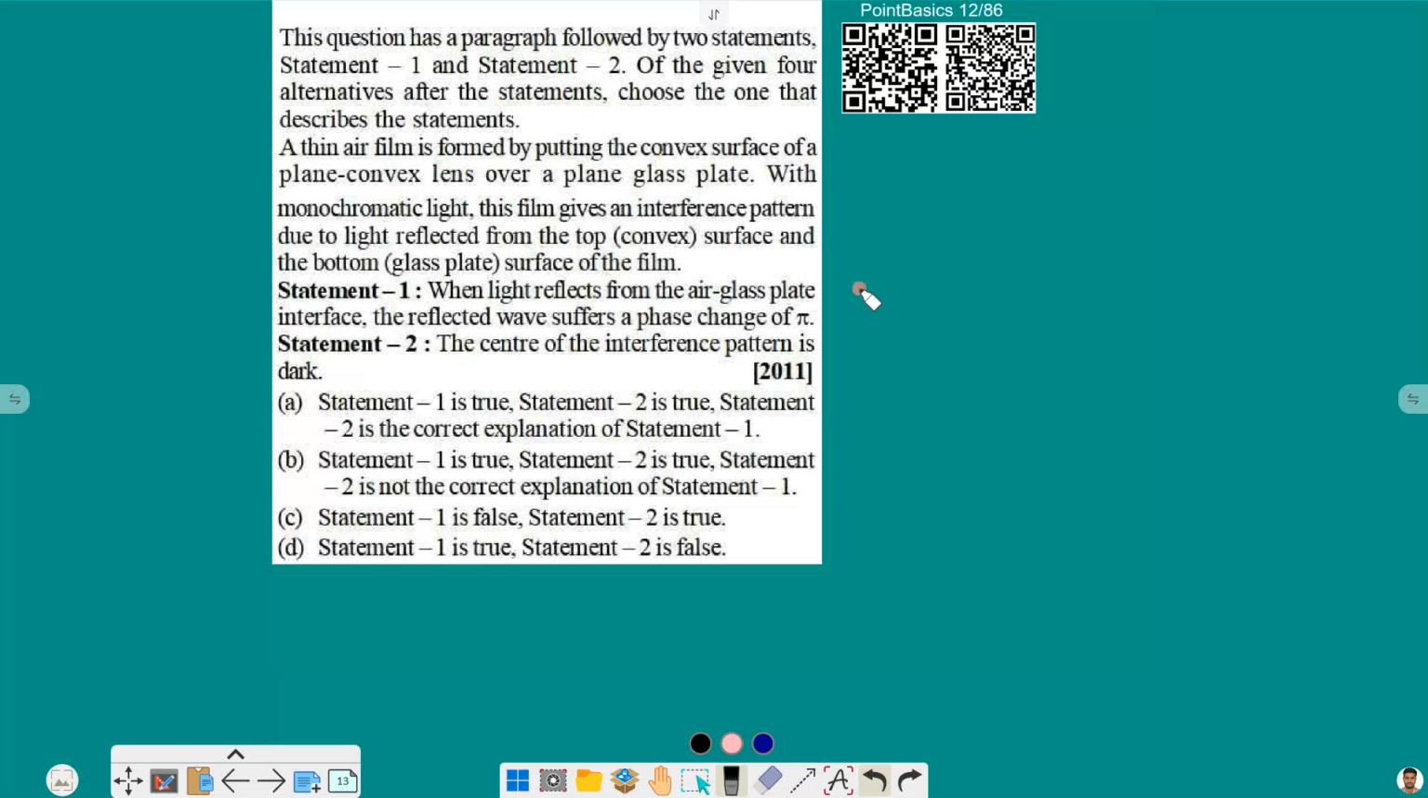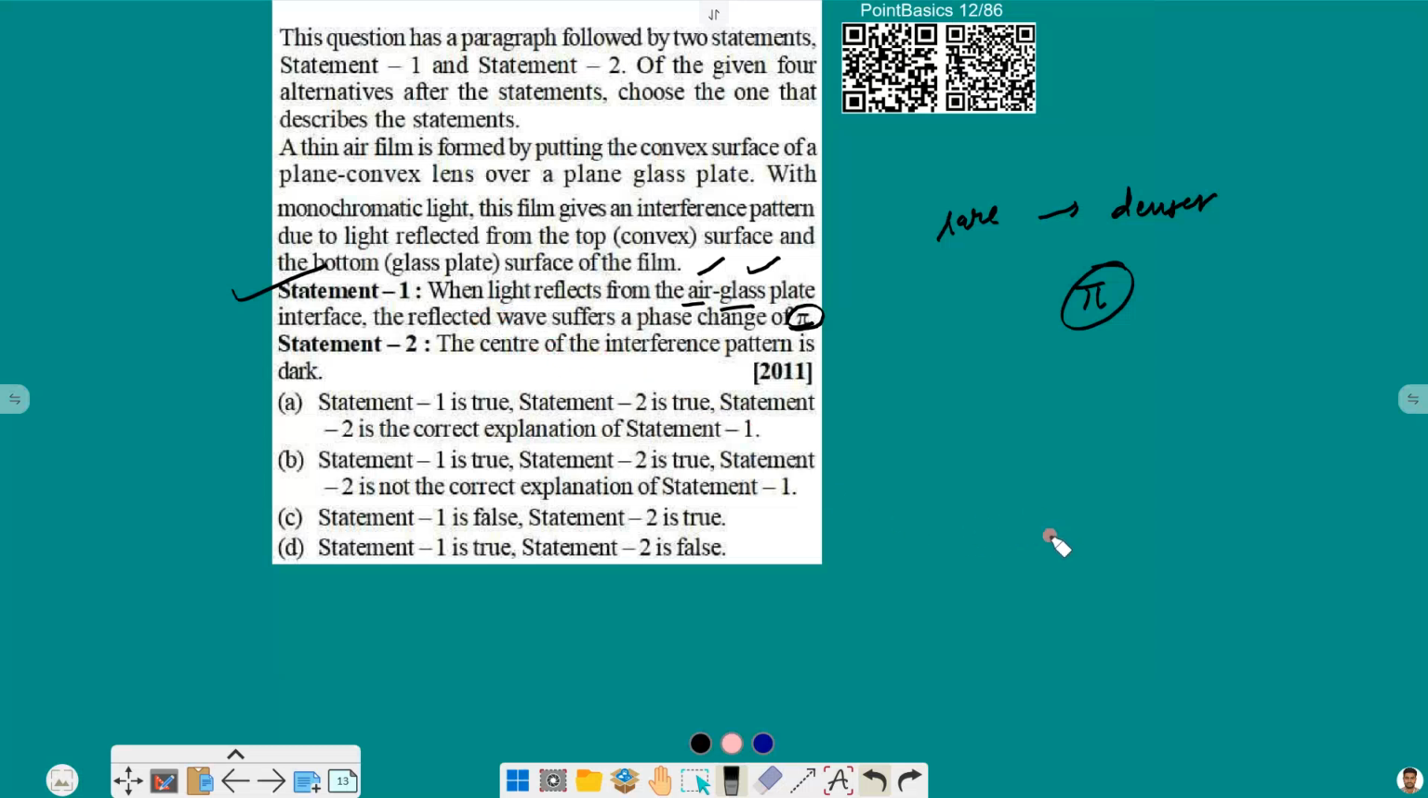So we know that when light is traveling from rarer medium to denser medium and it suffers a reflection at the interface, we have a pi phase change. And it is happening here, when light is traveling from air to glass, so air is rarer medium, glass is a denser medium, so on the reflection there will be phase change of pi, means statement 1 will be correct. And now for the second light there will be no phase change.